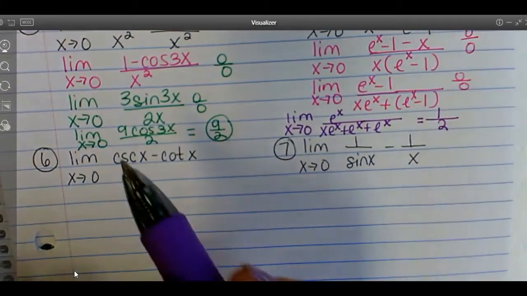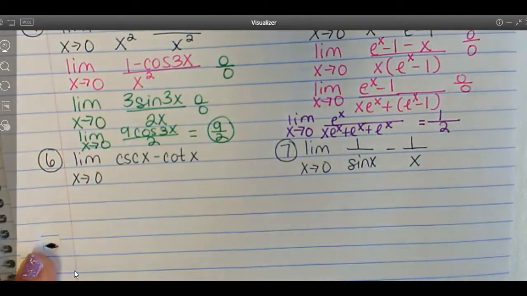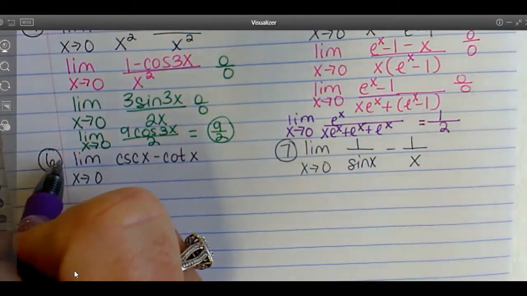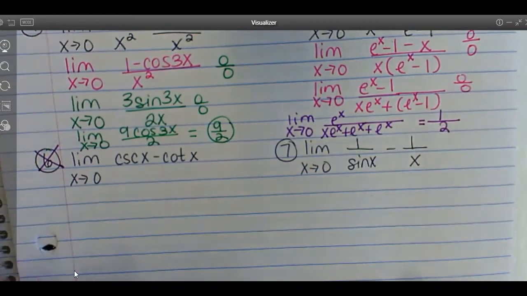Alright, number 6 we've already done. We did it previously. It was number 3, so we're just not going to do that one right now. Alright, number 7.